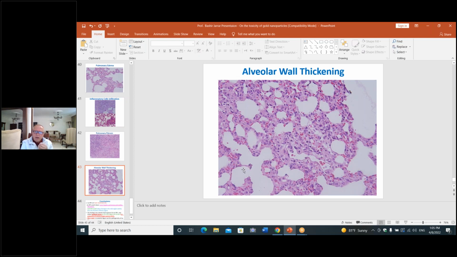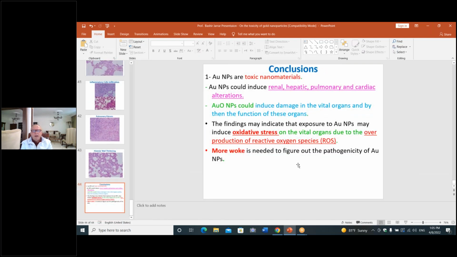In the control animal, this is the thickening. It's one cell layer. This one is normal. This is normal. While you see it becomes 10 times or 20 times thicker than the normal one. This will prevent the exchange of oxygen and carbon dioxide, and will affect the process of respiration as a whole.